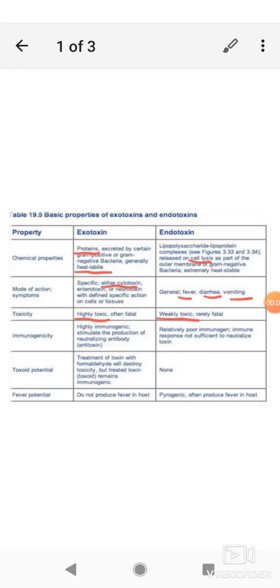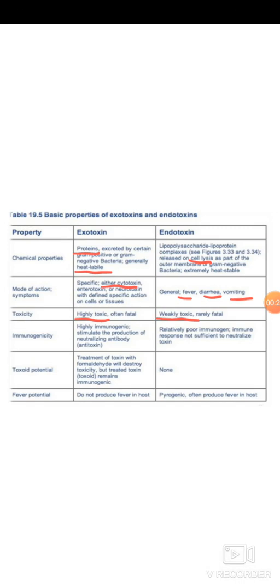Today we are going to discuss the differences between the exotoxin and the endotoxin. First one is the chemical nature. As I already told, endotoxin is a lipopolysaccharide-lipoprotein complex that is released on cell lysis. It is part of the outer membrane of gram-negative bacteria and is extremely heat stable. In case of exotoxin, it is proteinaceous in nature and it is generally heat labile.